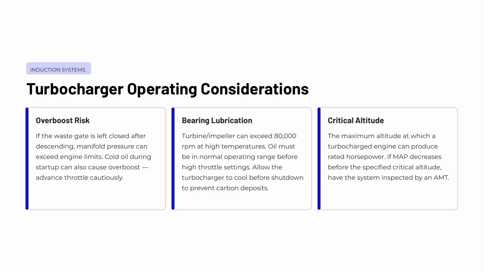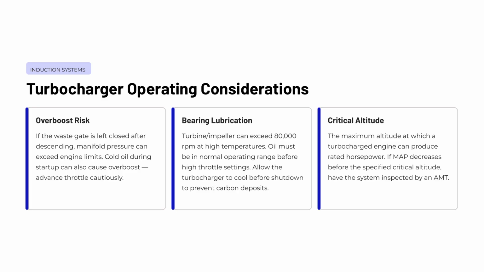Second, bearing lubrication. The turbocharger's turbine and impeller can spin in excess of 80,000 RPM under extremely high temperatures, so adequate oil pressure and temperature are essential before applying high throttle settings. Just as important is the shutdown procedure. Always allow the turbocharger time to cool down before shutting off the engine. Failing to do so can cause oil to carbonize inside the bearings, leading to premature wear and potential failure.